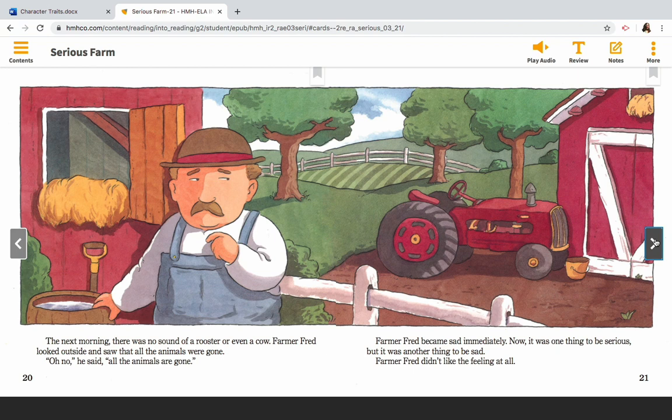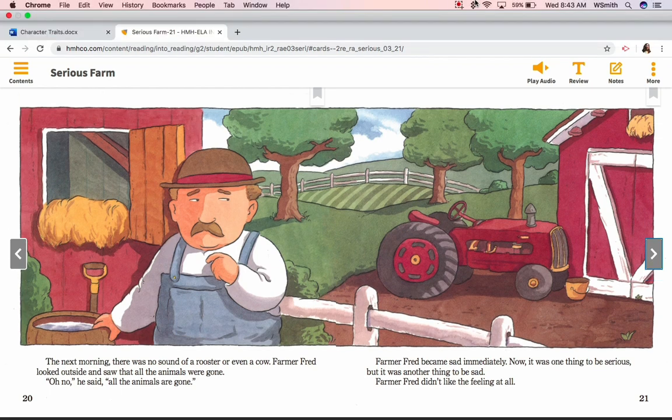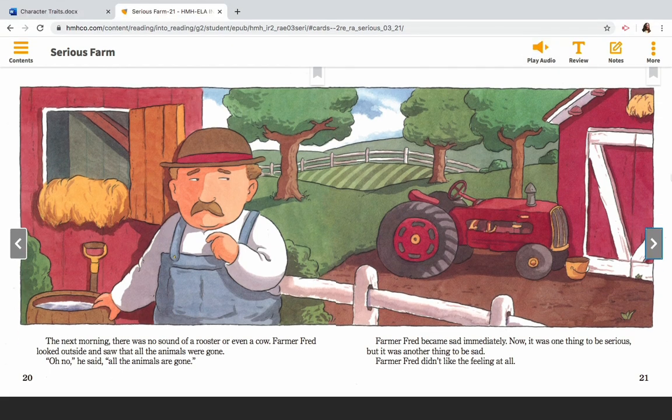Now, it was one thing to be serious, but it was another thing to be sad. Farmer Fred didn't like the feeling at all. Okay, so he was feeling sad, right? Why was he feeling so sad? He must really care about the animals, right? Okay, he doesn't like this sad feeling.